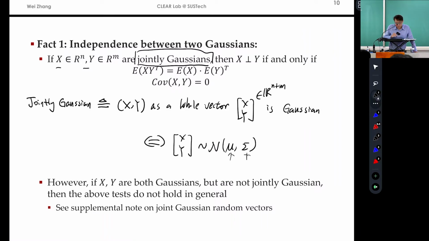If these two are jointly Gaussian, then to say whether these two are independent or not, you only need to check one fact: whether the covariance is equal to 0. Covariance 0 if and only if independent. X and y are independent if and only if their covariance is 0, for Gaussian only.